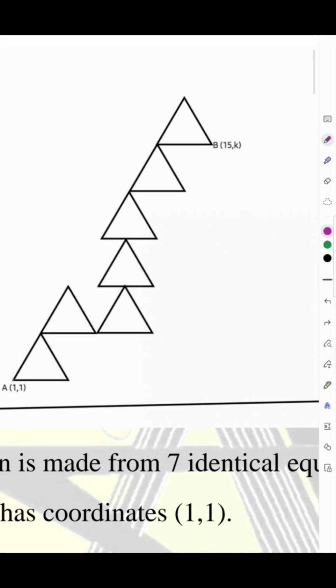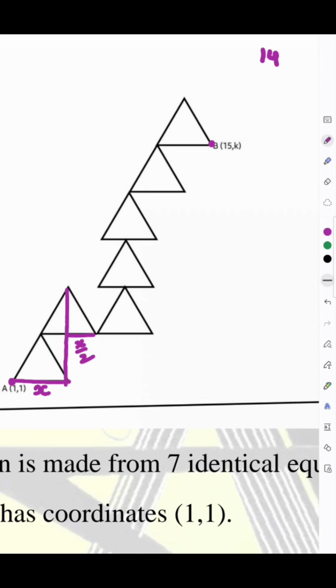When we are starting from A to this point, the total distance is 14. Obviously, you have started from 1 and ended at 15. So now I have to calculate the distance. Let's say each side of this equilateral triangle is x centimeters. So I have to move x in this direction, and that would be x by 2, because if you draw a perpendicular line, it bisects the base. So each part will be x by 2.